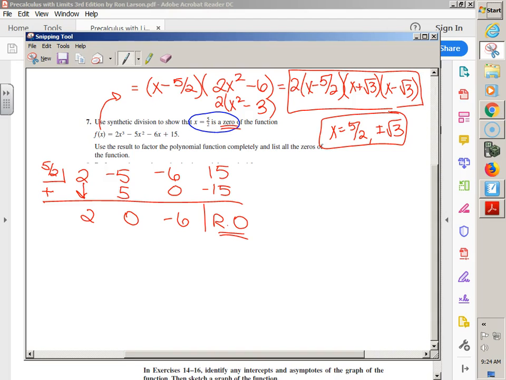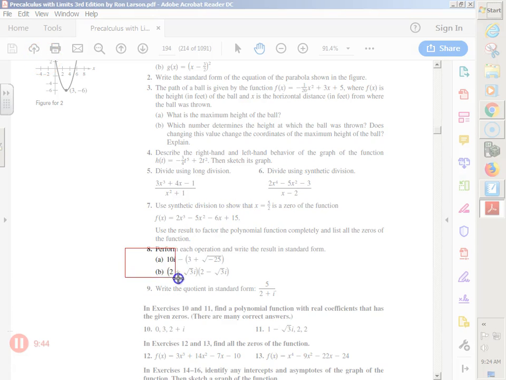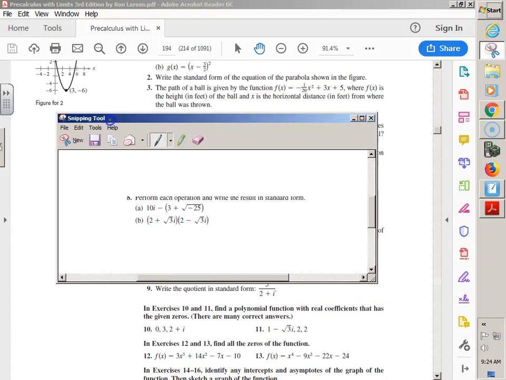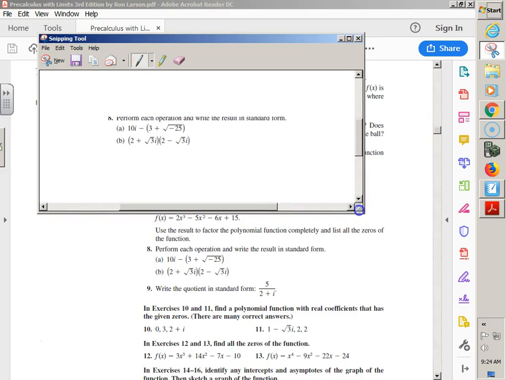Now number 8 has us going into imaginary numbers. P.S. Did I assign number 9? You might want to look at number 9, just thinking about the final. Because isn't it a nasty simplification of an imaginary? I gave you the basics, but maybe the not so basics are good too. What would you multiply it by, top and bottom? 2 minus i. It's weird. It's not normal. By the conjugate. Okay, but we're looking at number 8.